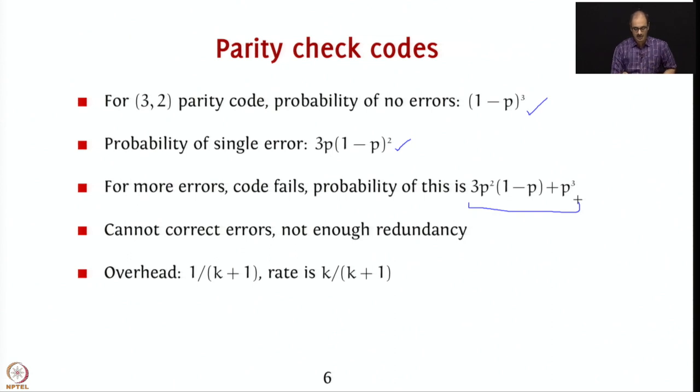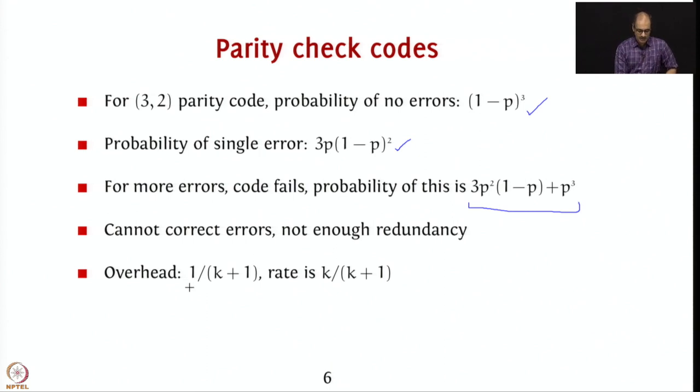In this case, this 3p times 1 minus p the whole square is generally better. You can verify this by doing a calculation. In fact, there's an exercise you can do. So finding out that there is a single error is actually useful, but you can't find out if there are 2 errors or more, because you're going to make a mistake. And one more thing is, you cannot correct any errors using a parity code. You can detect some errors, you cannot correct them.